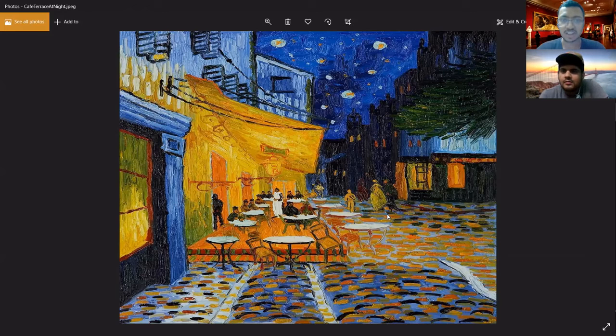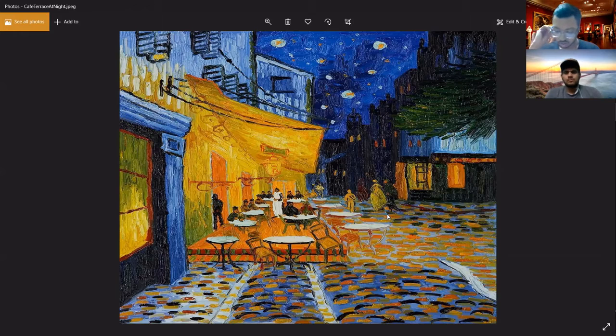So the cafe is well lit, and I'll tell you some backstory about Vincent Van Gogh. He was actually born in a religious family, and he's famous for painting things that are actually present. He doesn't paint much with his imagination, but with things already present in the real world.